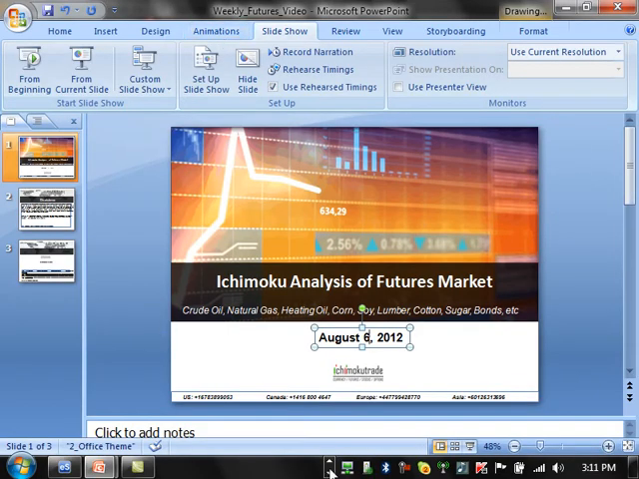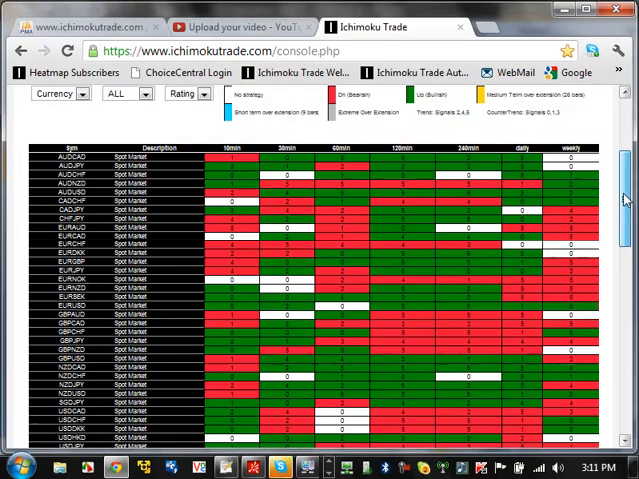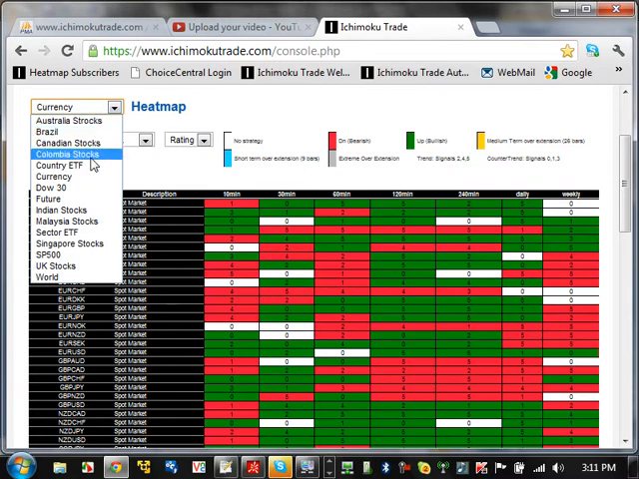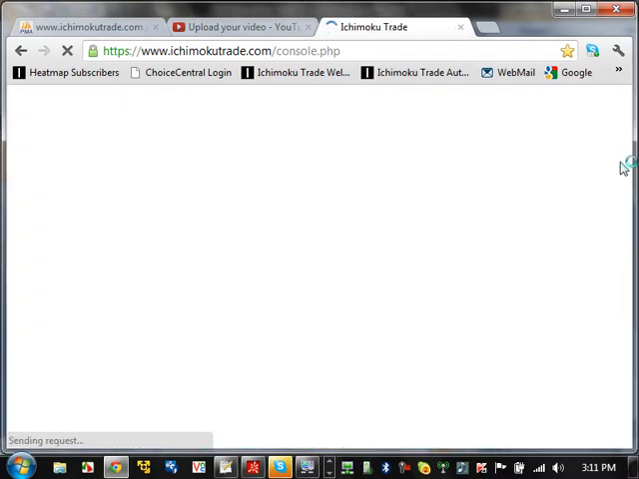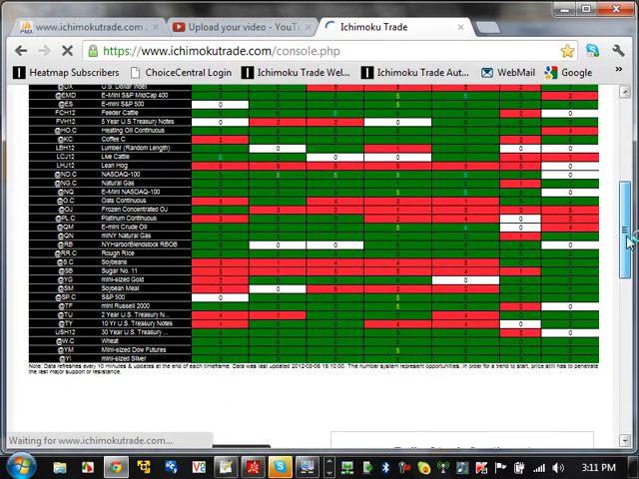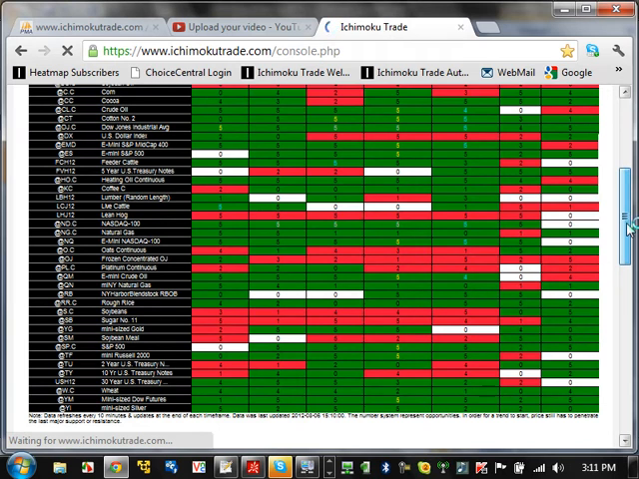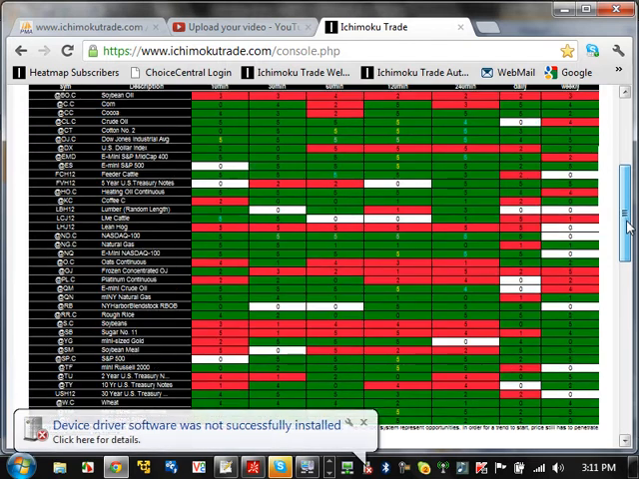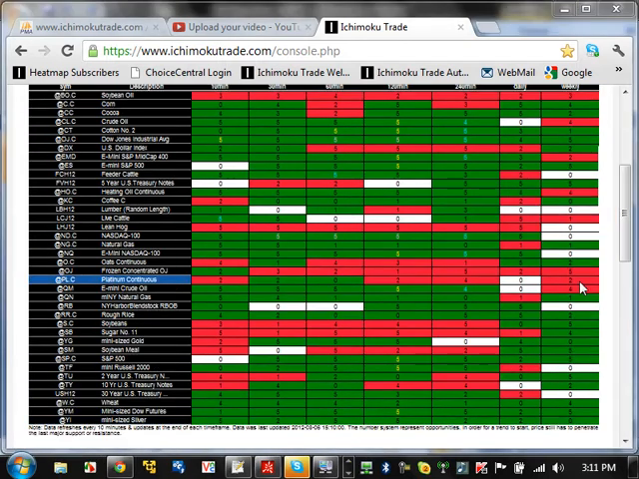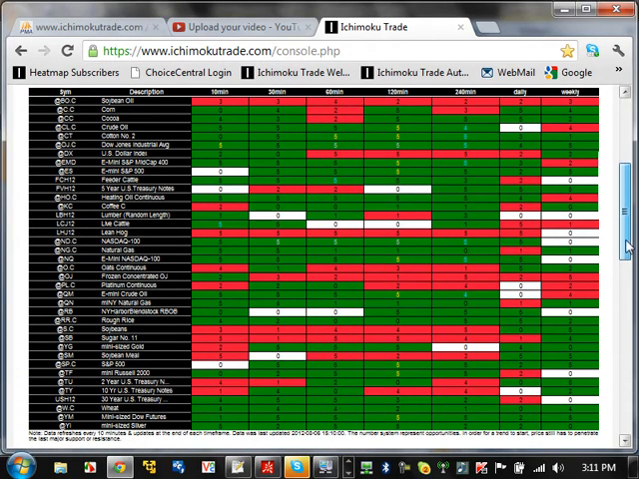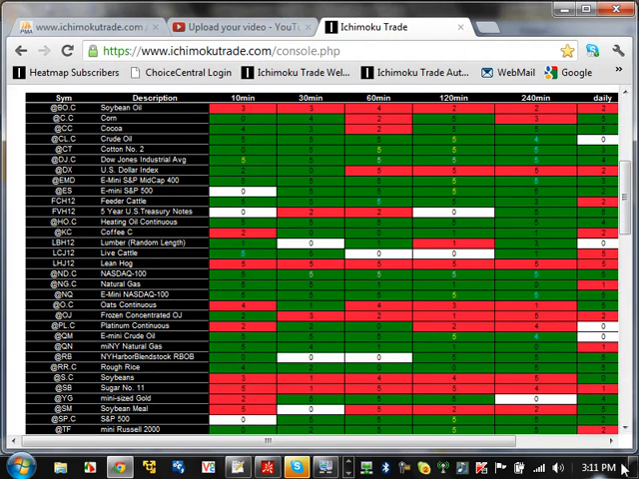Okay, so first thing we're going to do is go through our heat map, and we're going to go to the futures heat map here. I'm going to scroll down, and we're going to sit there and look here. Now on here, let's see if I can enlarge this, make it a little easier.